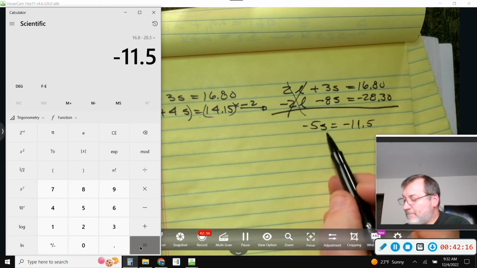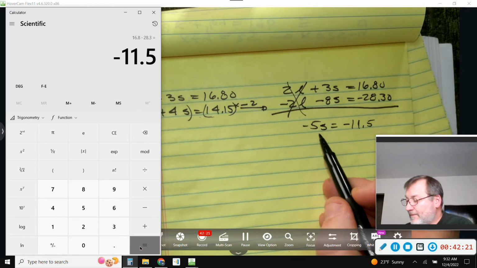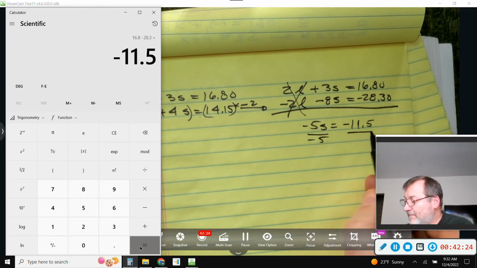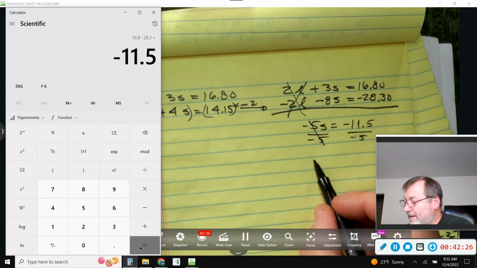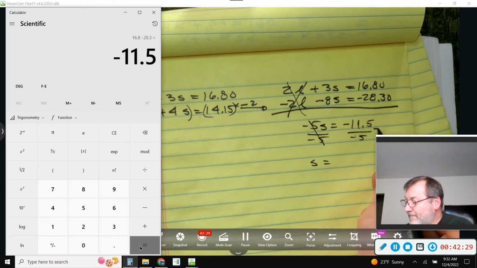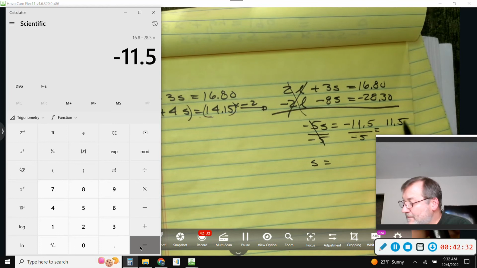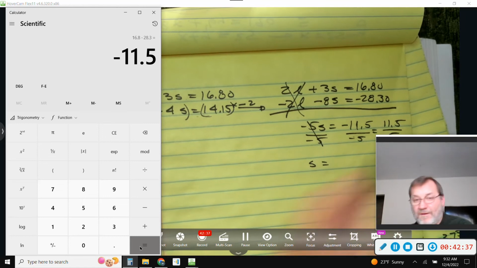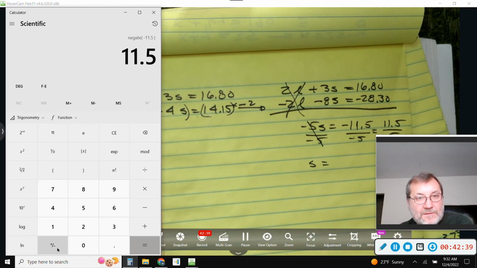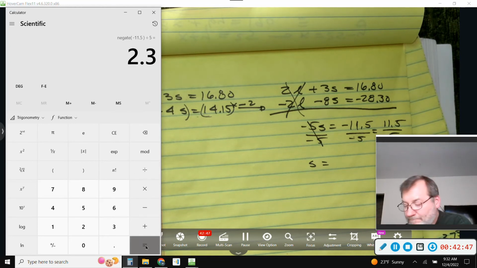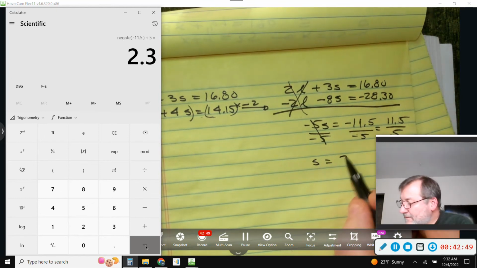I want to solve for S, which is the smaller poster size, or excuse me, smaller poster number, and I'm going to divide both sides by negative 5. Negative sides cancel. So I have to figure out what this is. Negative divided by negative is a positive, so I just have 11.5 divided by 5. Well, you get S is 2.3, or $2.3 per poster.